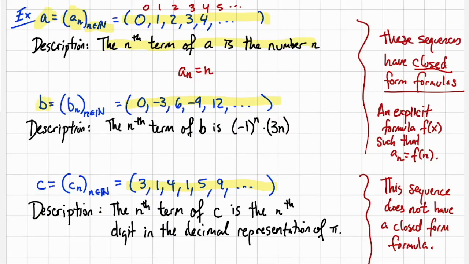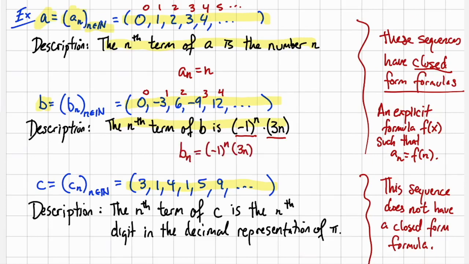This second sequence we'll call B. The way to describe this sequence is that the nth term of B is given by a formula. When n is 0, we plug in, we get 0. When n is 1, we get negative 1 to the 1 times 3 times 1, which gives us negative 3. When n is 2, we plug in, we get negative 1 squared, positive 1 times 6. When n is 3, we get negative 1 cubed times 3, which is negative 9. And so we could write b sub n is equal to negative 1 to the n times 3n.